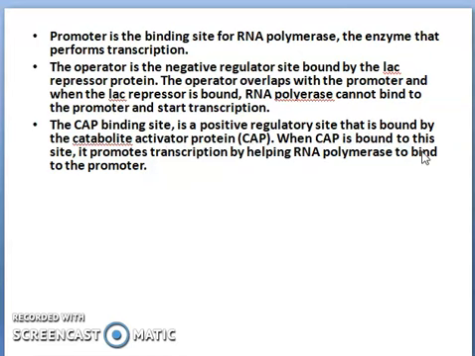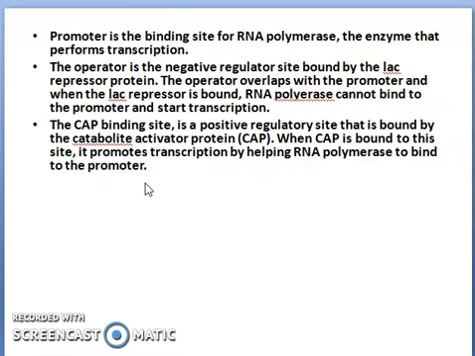When CAP is bound to the site, it promotes transcription by helping RNA polymerase to bind to the promoter. That means CAP is always present when the concentration of glucose is low and the lactose concentration is high. So for that reason it has to break down the lactose. So the CAP binding site is a positive regulatory site that is bound by the catabolite activator protein, CAP. When CAP is bound to the site, it promotes transcription by helping RNA polymerase to bind to the promoter.